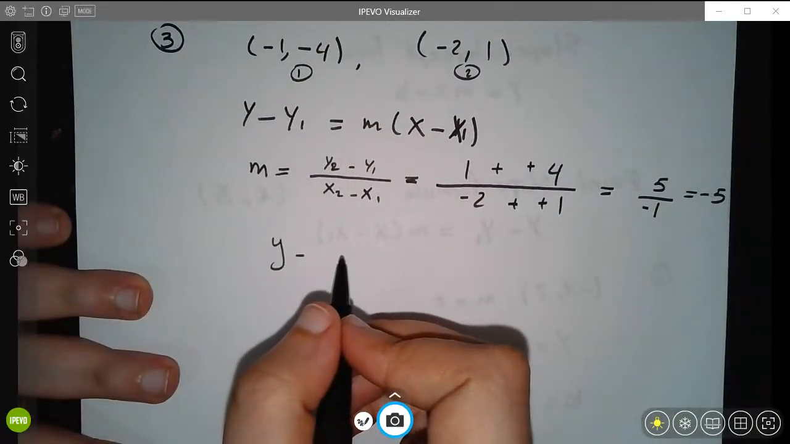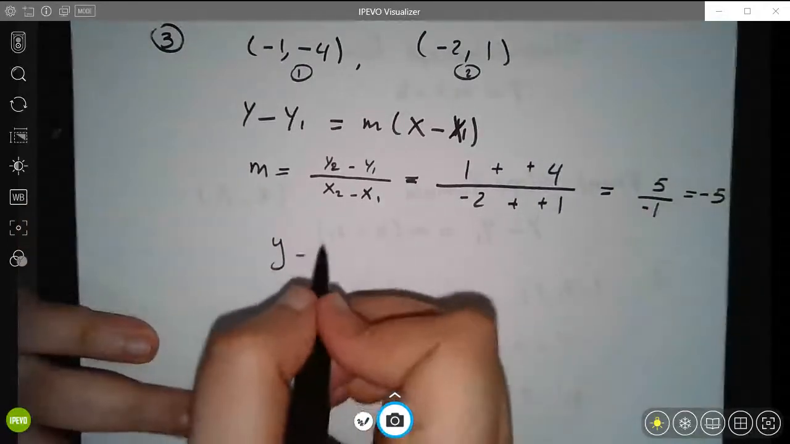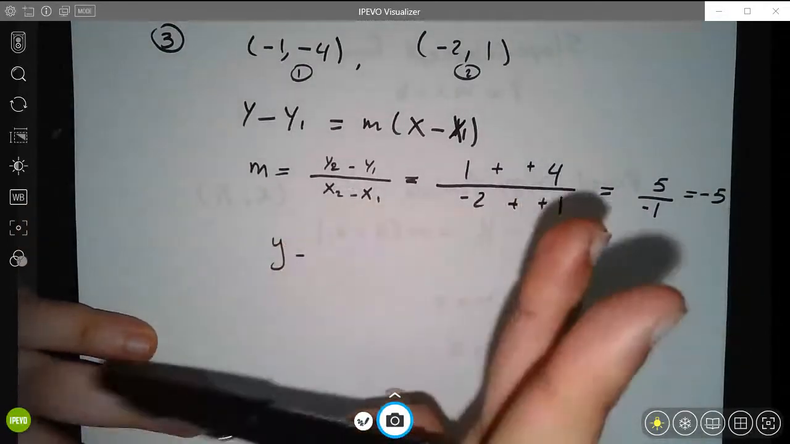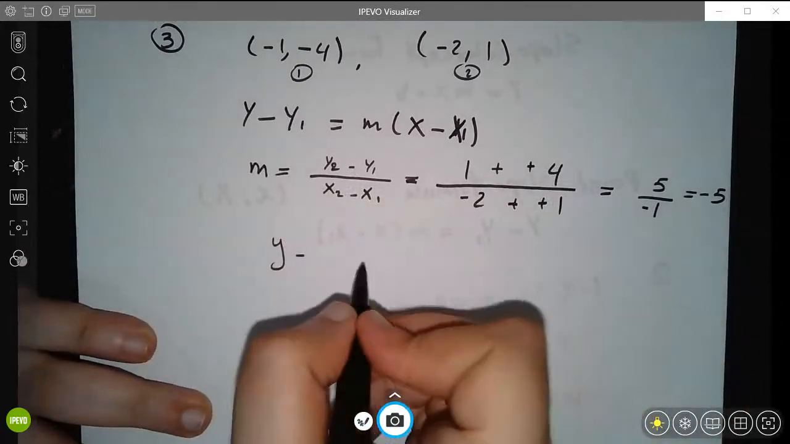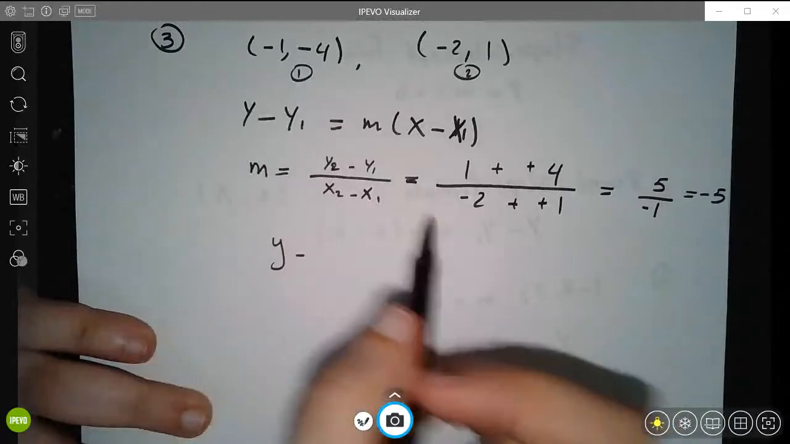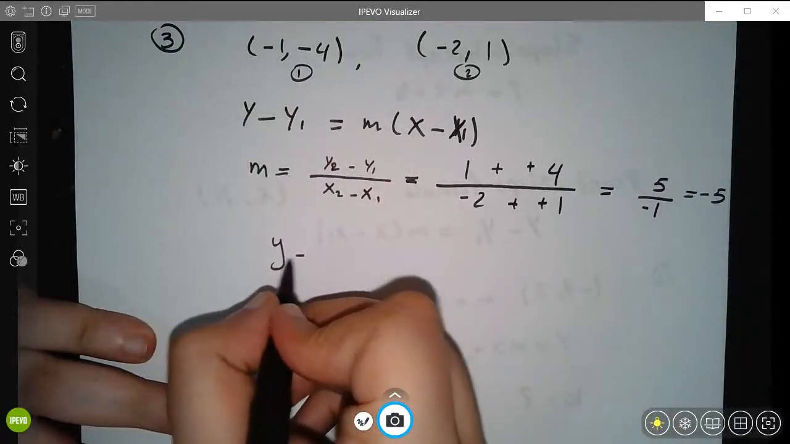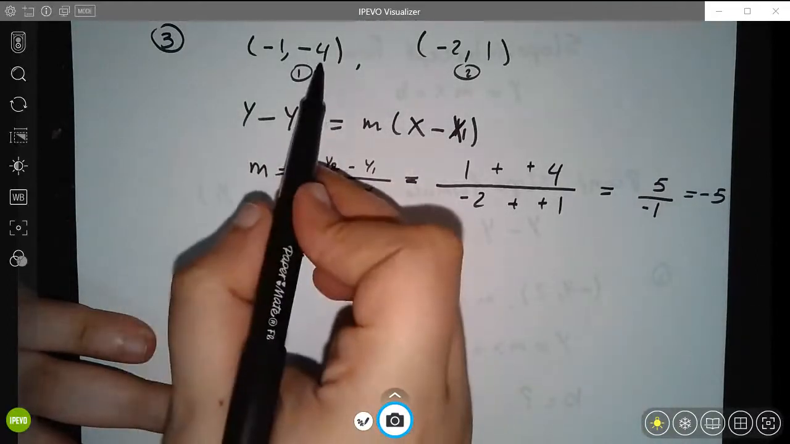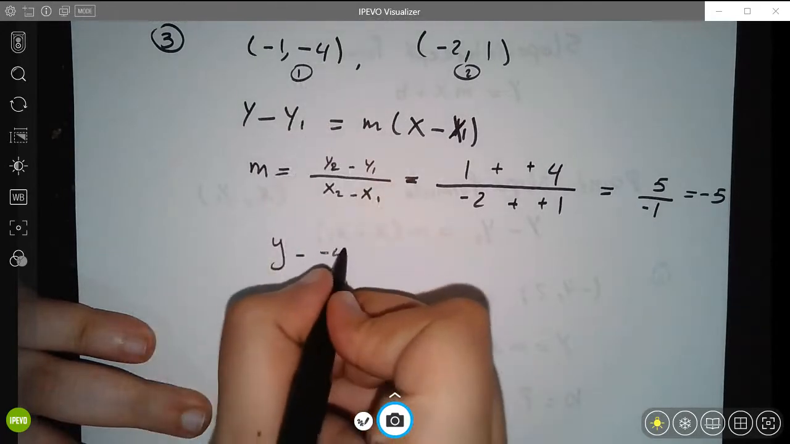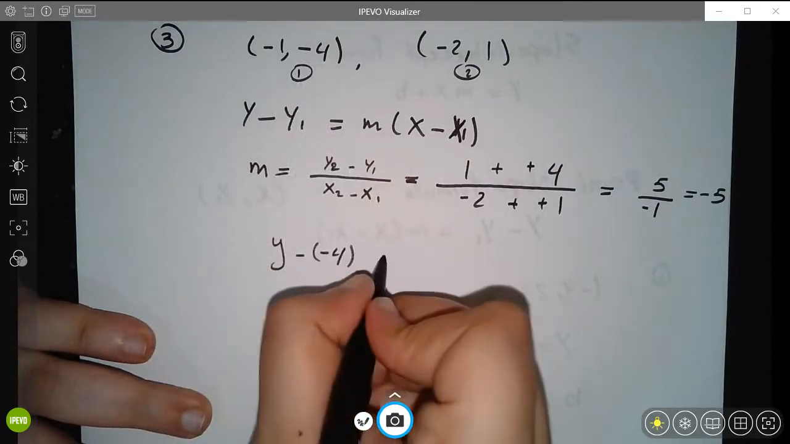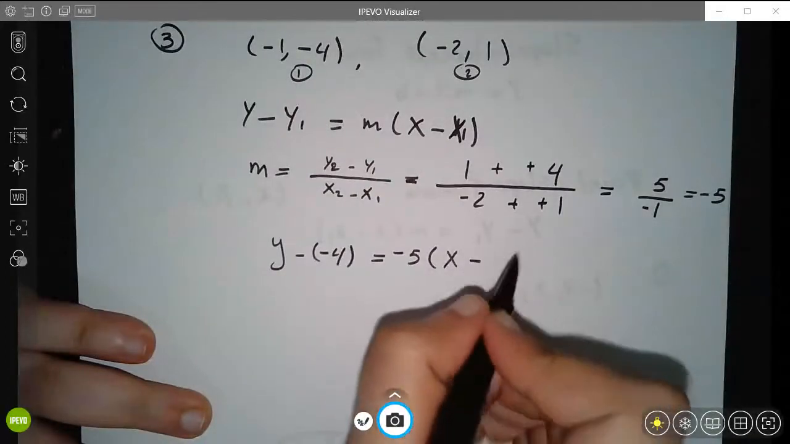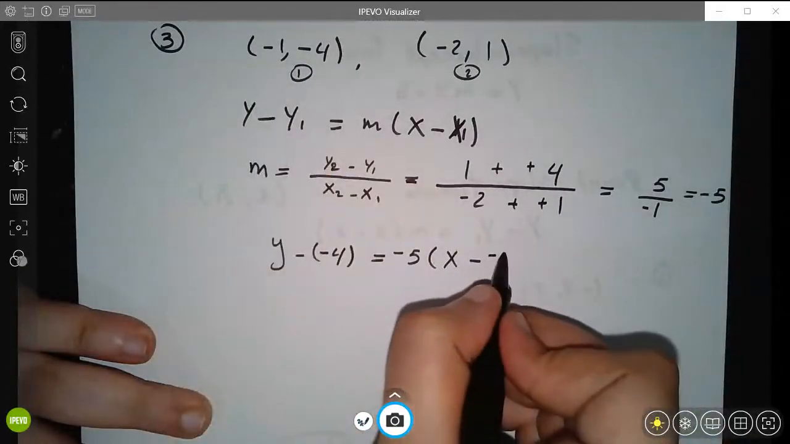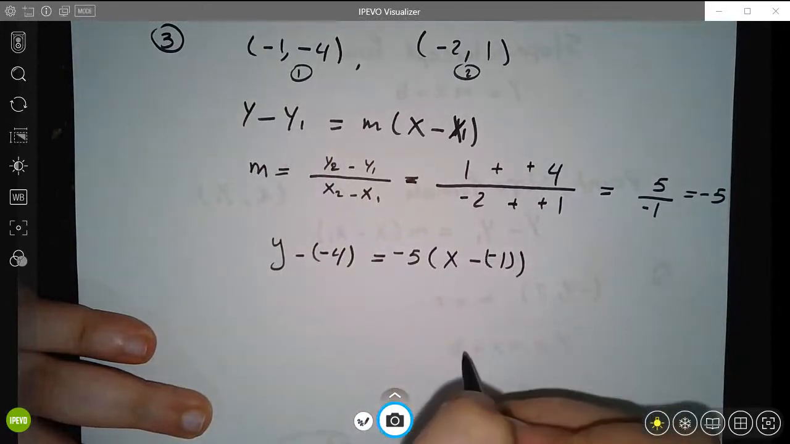Is it the first one or the second one? Which would you prefer? Either. Yeah, the first one. Okay, let's go with the first one. So we have 1 and 4, both negative. So it's y minus y1, which is negative 4, which equals m, which is negative 5, times x minus x1, which is negative 1, like that.